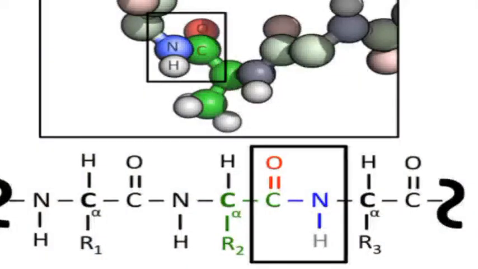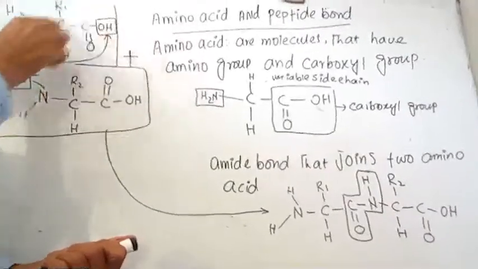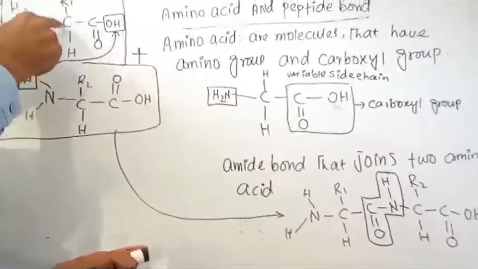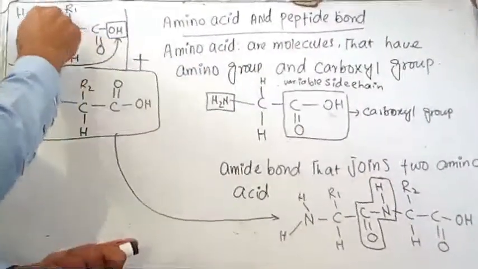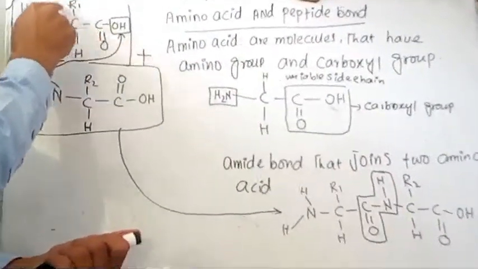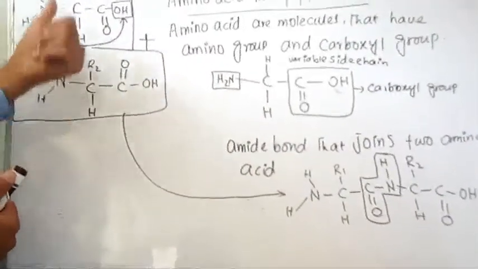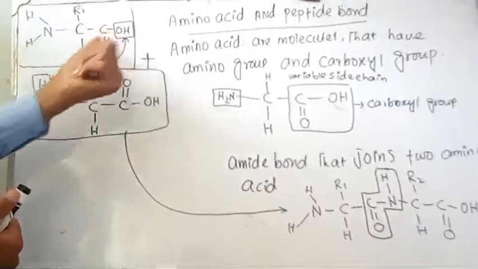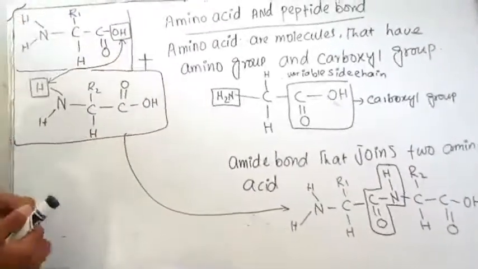For example, this is the general formula of an amino acid. This is one amino acid and above, the R1 shows the variable side chain. It may be any group, CH3 or another group. So this is one amino acid and this is another. As these both have an amino group and a carboxyl group at their ends, now these both combine with one another.